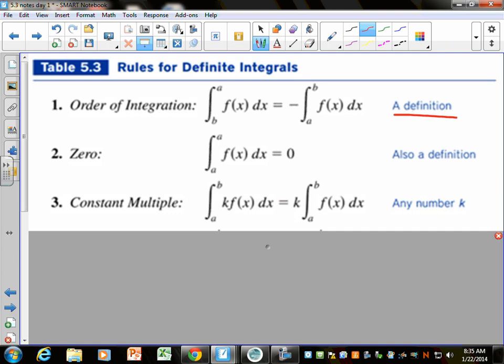Constant multiple, we've had this one for derivatives, but it's also true for integrals. If you have a constant times a function, you can pull that constant out front and then actually do the integration or the area. And that's for any number k. Notice they use k, not c, because we put c at the end.